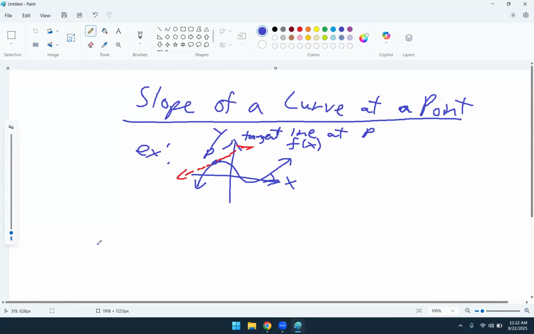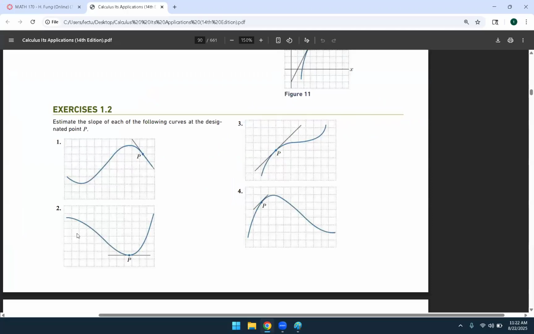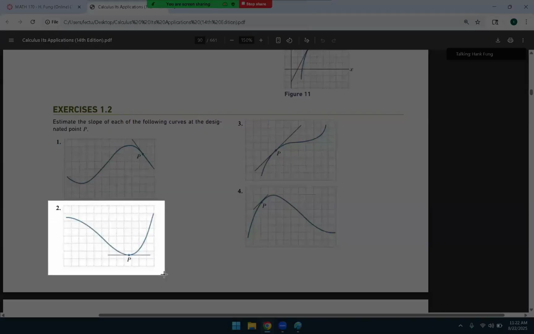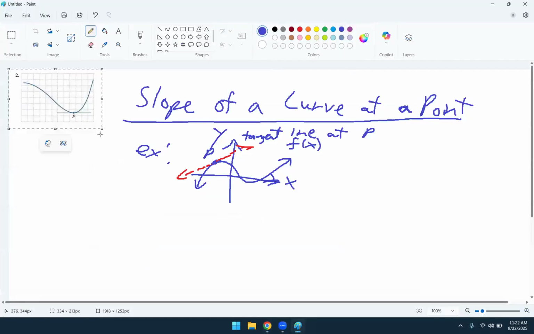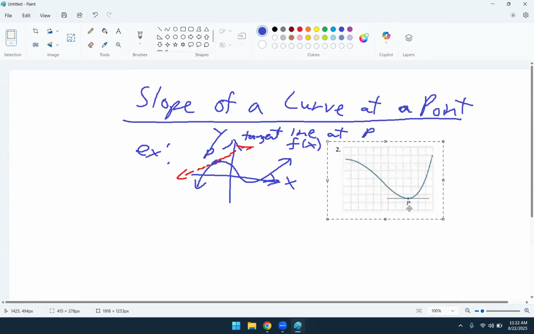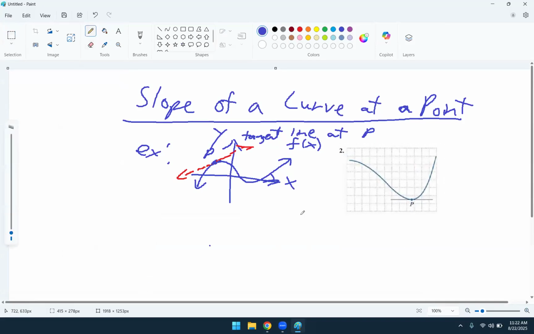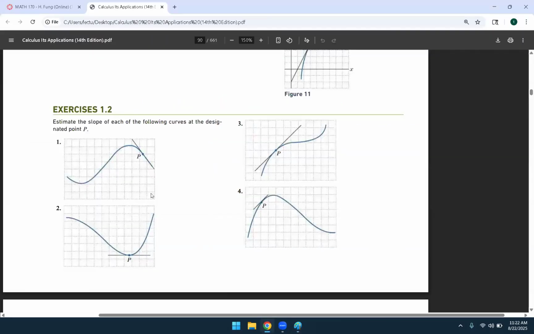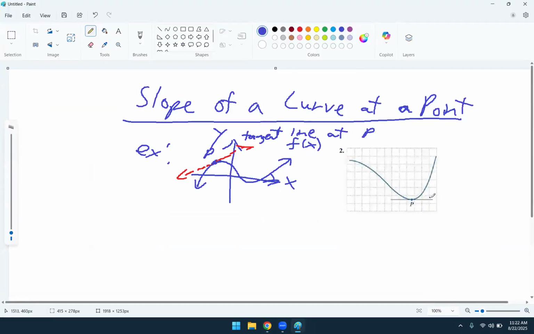So let's look at some of the problems on the homework on this. Let's take a look at number 2. Let me take a screenshot of that. Bigger. All right, so consider this problem on the homework. What you're asked to do here is to estimate the slope of each of the following curves at the designated point P, so find the slope of this tangent line. And this tangent line happens to be a horizontal line. That's important in calculus, since horizontal tangent lines have certain implications.